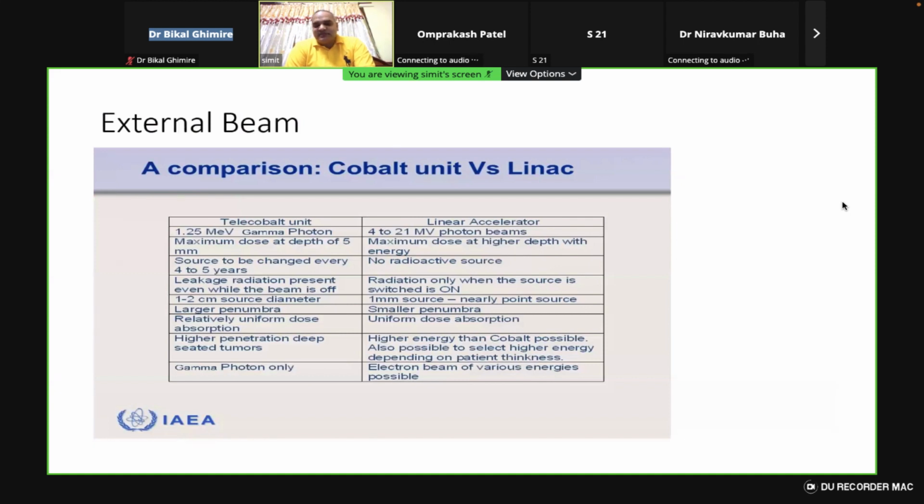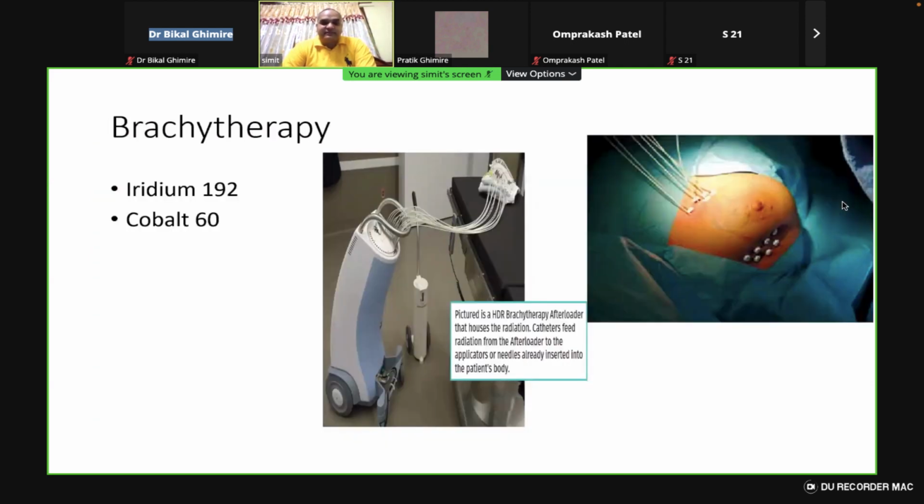Leakage radiation is present in cobalt: since it is a radioisotope, even when we close the machine, radiation is always going on. However, in linear accelerator, there is no such problem. In cobalt, the deposition of the radiation is only at 5 mm, so penetration to deep-seated tumors is limited. However, in linear accelerator, the deposition is higher, so all kinds of deep-seated tumors can be treated. And cobalt produces a gamma photon, whereas linear accelerator produces an electron beam and X-rays.